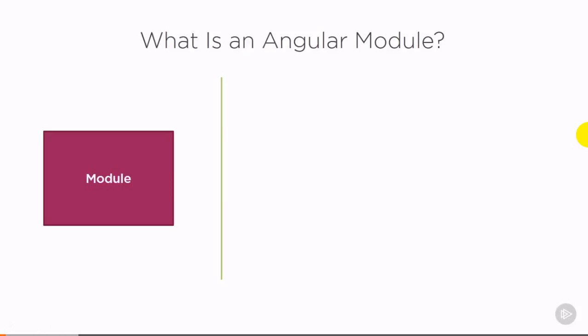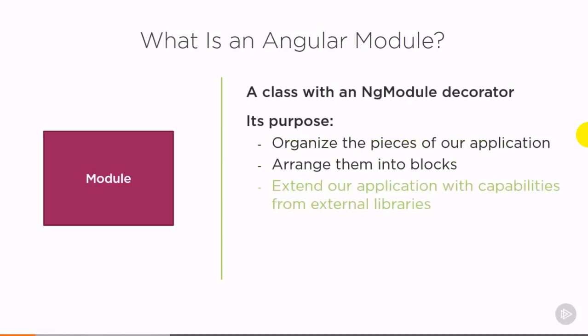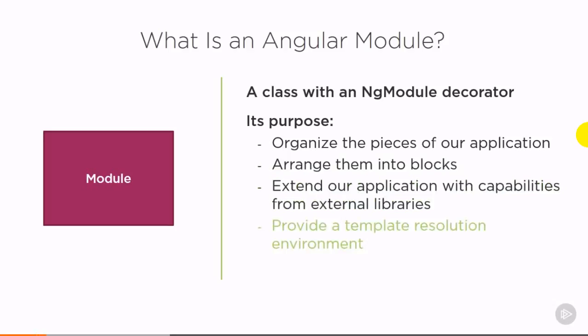What is an Angular module? As we've seen earlier in this course, an Angular module is a class with an ng module decorator. Its purpose? To organize the pieces of our application, arrange them into cohesive blocks of functionality, and extend our application with capabilities from external libraries. Angular modules provide the environment for resolving the directives and pipes in our components templates. We'll talk more about this in a few moments.